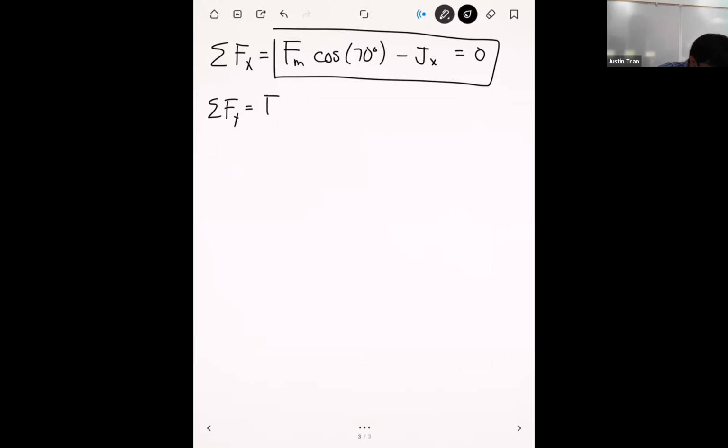For the sum of the forces in the y direction, we have FM sine of 70 plus JY, and then minus the weight of the leg, plus the normal force from the ground, which is 200 newtons. And that equals 0.